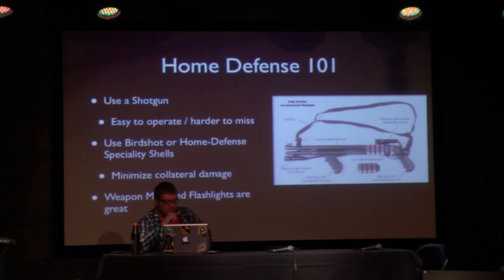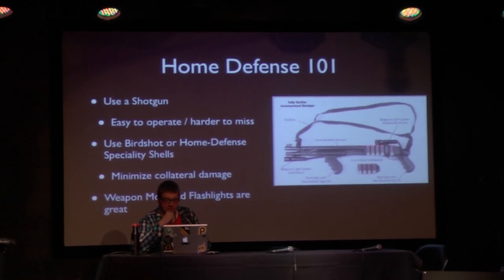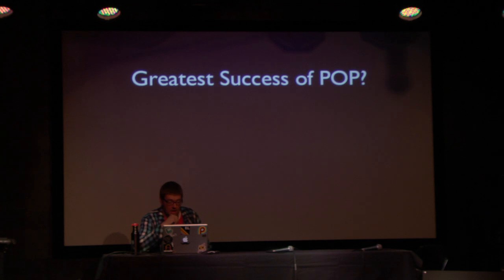And then weapon-mounted flashlights are great because they disorient a home intruder. Home intrusions usually happen at night, so you want to be looking around and turning on lights. You can either turn on a light or you can use a flashlight to blind them.